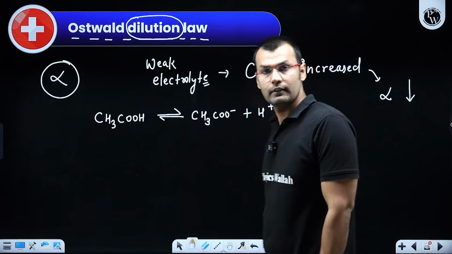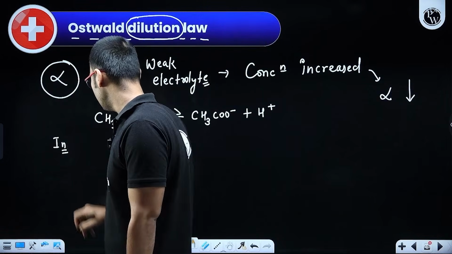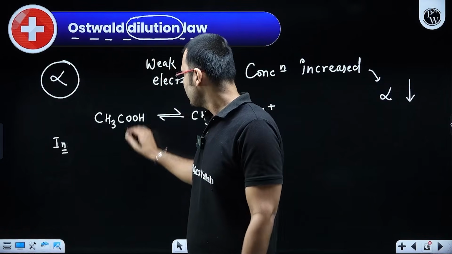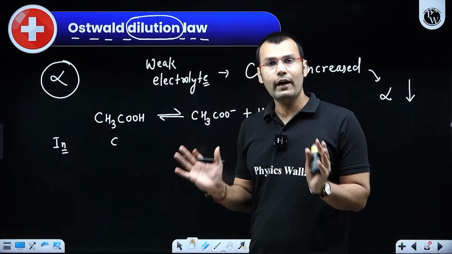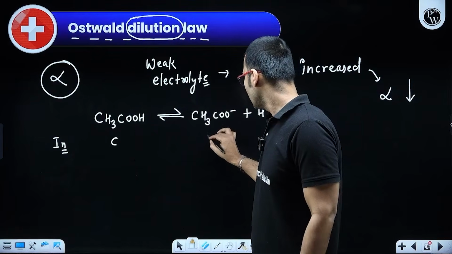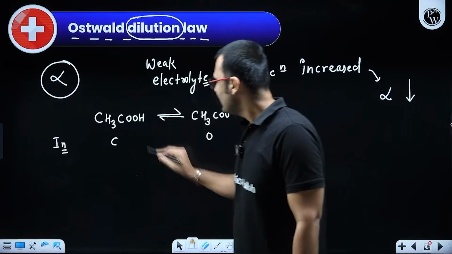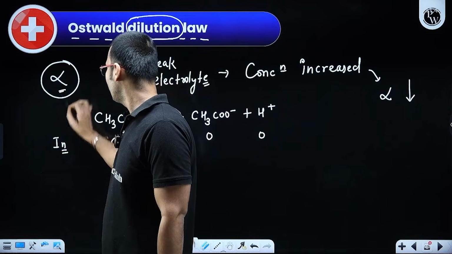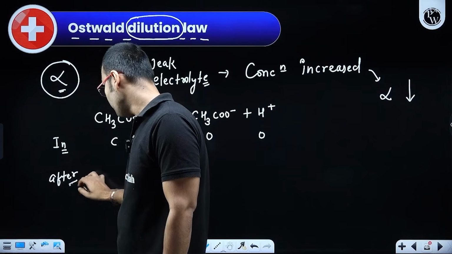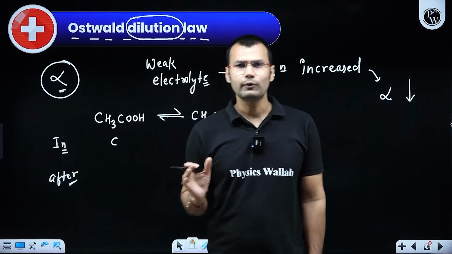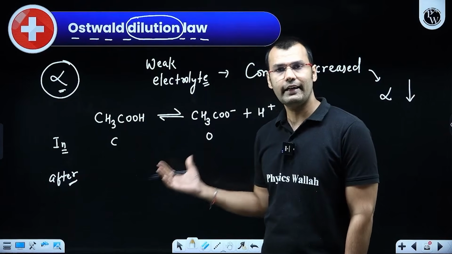Now the point is, let's assume that initially, before dissociation, the concentration of acetic acid was C. Before dissociation, there will be no ions by default, so the concentration of ions will be 0. Now if I assume that the degree of dissociation of acetic acid is alpha, then after dissociation, with the help of alpha, I can calculate the concentration of acetic acid and ions.